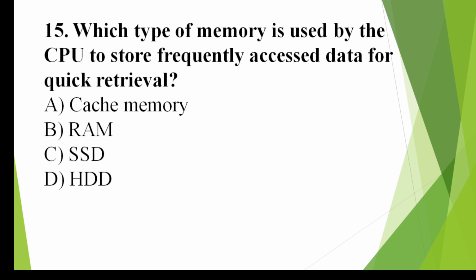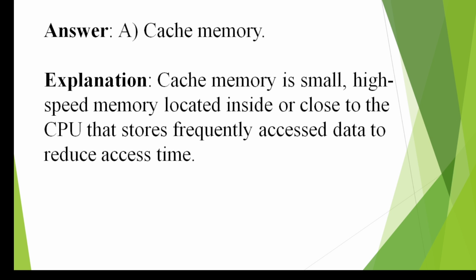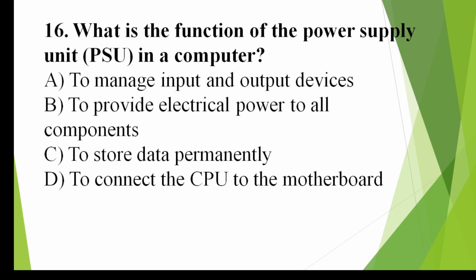Let's move to question number 15. What type of memory is used by the CPU to store frequently accessed data for quick retrieval? A. Cache memory, B. RAM, C. SSD, D. HDD. The correct answer is A. Cache memory. Cache memory is small, high-speed memory located inside or close to the CPU and stores frequently accessed data to reduce access time.